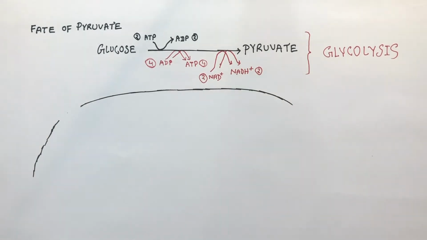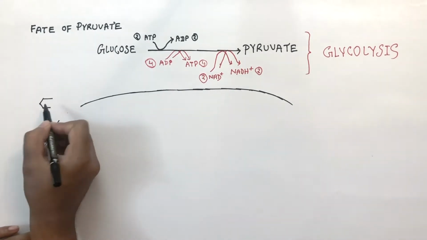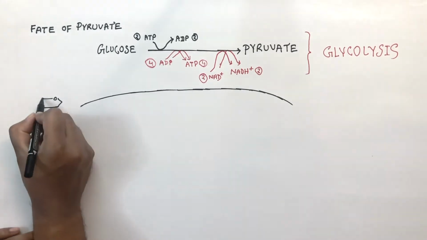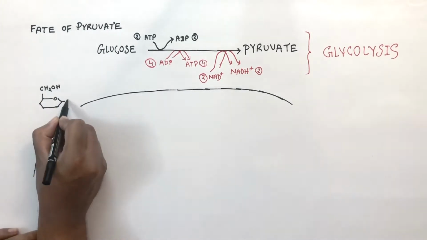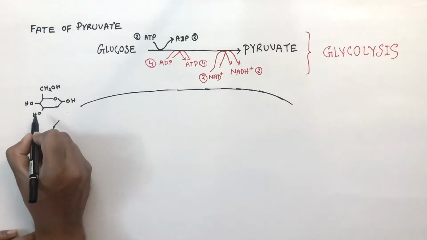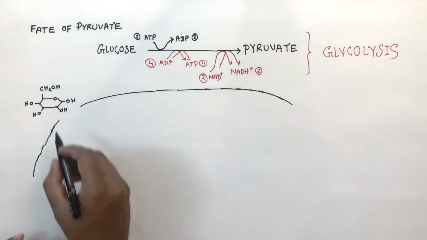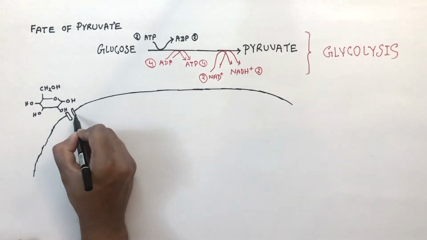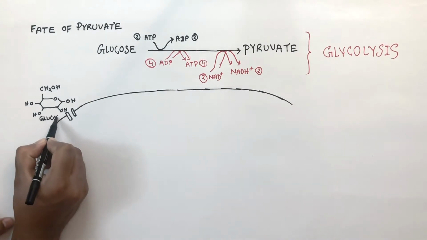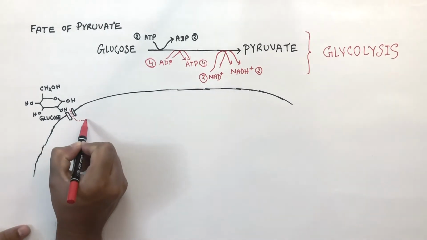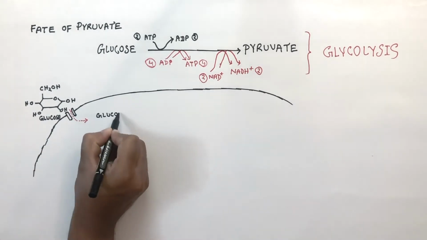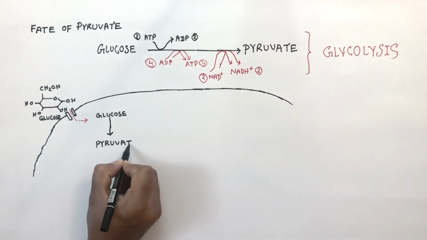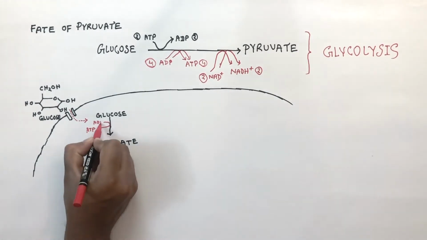The fate of pyruvate as well as the supply of NAD are dependent on the presence or absence of oxygen and mitochondria inside the cell. Let's look at it in detail. When a glucose molecule enters into the cell, it undergoes glycolysis process. So pyruvate, ATP and NADH are there.